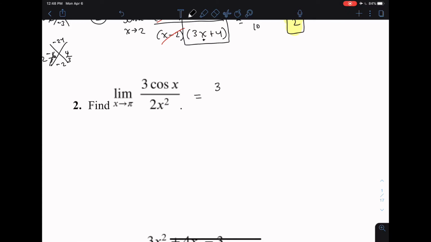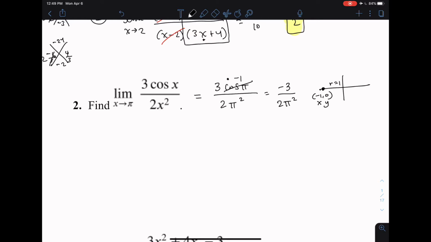So directly plugging in, I get cosine of pi all over 2 times pi squared. Let's see what cosine pi is. Pi is over here. It's 180 degrees. That point is negative 1, 0. Cosine is x over r. So cosine of pi is negative 1 over 1, which leaves me with negative 3 when I multiply, all over 2 pi squared.